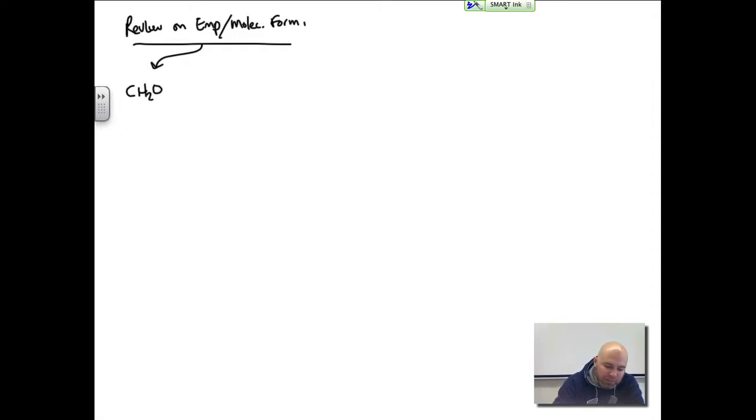CH2O is an empirical formula, versus a molecular formula, which would be C6H12O6. The difference is we need to know that factor. If you know your empirical formula, you can determine your molecular formula by knowing that factor. So let's quickly solve for an empirical formula.